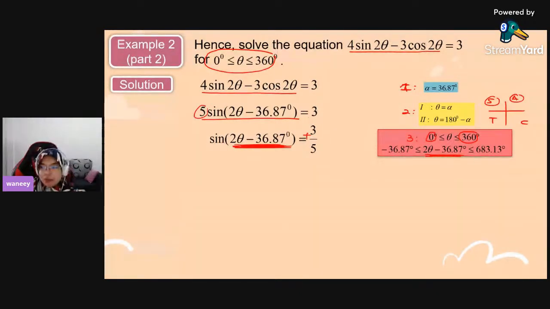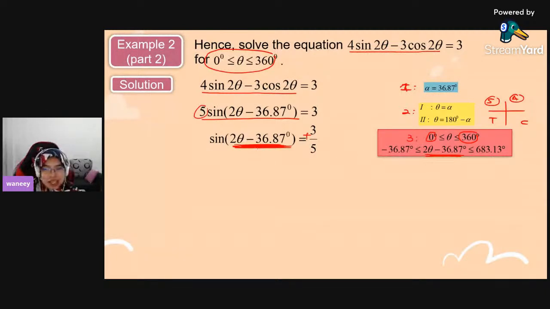So now I need to make sure my answer, it can go as far as 687. 83. Sebut pun salah. 683.13. Nampak je nombor tu, tak tahu. 3 baca 7. Okay, so now, what do we do?